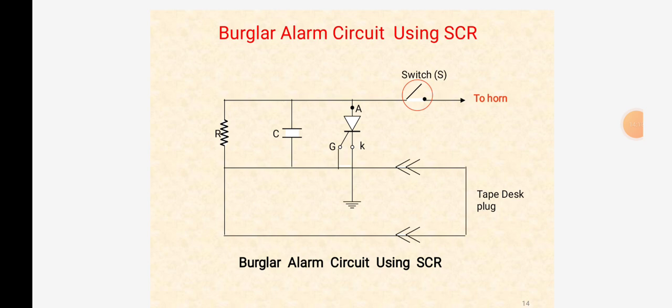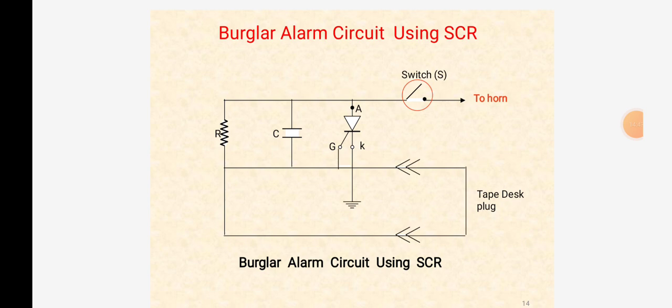In the figure, it shows the burglar alarm circuit using SCR for protecting a car tape deck from theft. The switch S is located at some concealed point in the car and is kept closed. Since gate G is grounded through the tape deck, the SCR is off and the horn is silent.